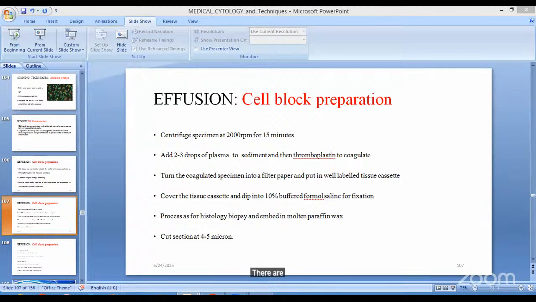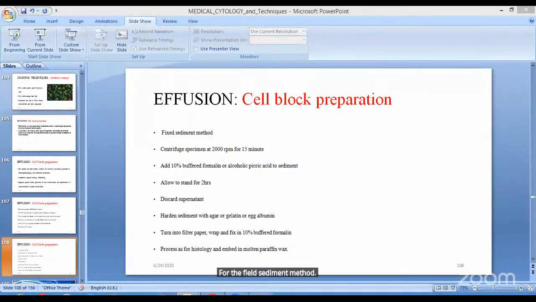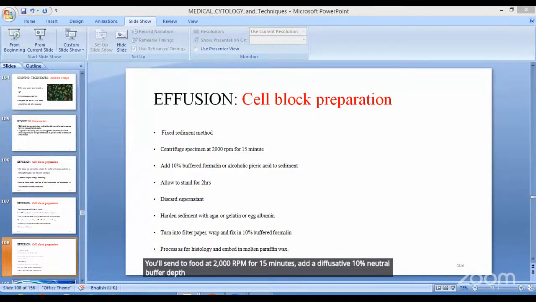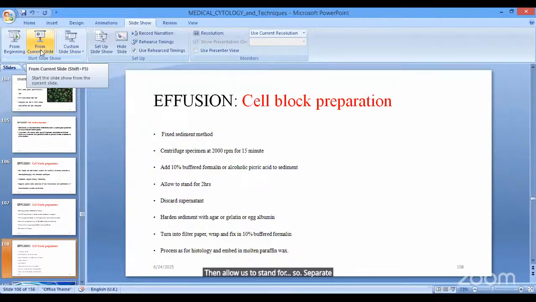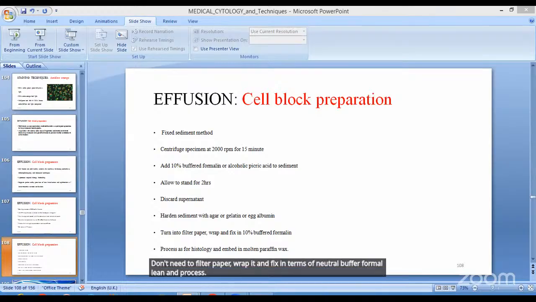There are different methods. Aside the plasma thrombin method, there is the fixed sediment method. For the fixed sediment method, you centrifuge at 2000 RPM for 15 minutes, add the fixative, 10% neutral buffered formalin or alcoholic picric acid, then allow it to stand for 2 hours, separate the supernatant and discard it. You're now mixing the sediment with agar or gelatin. Everything is about concentration. Find the method to concentrate it. Turn it into filter paper, wrap it and fix in 10% neutral buffered formalin and process as for histology.